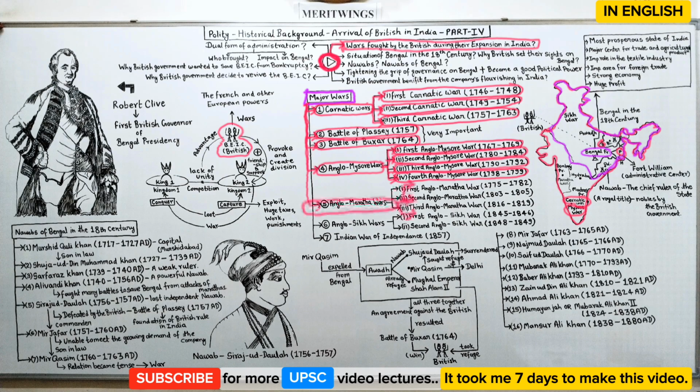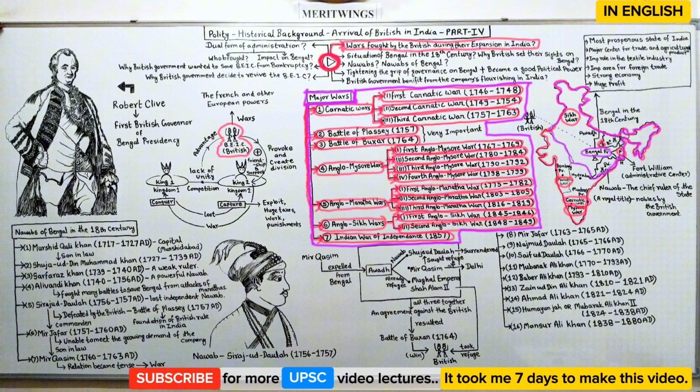Okay? After this, 3 Anglo-Maratha Wars took place, which include the first Anglo-Maratha War from 1775 to 1782, the second Anglo-Maratha War from 1803 to 1805, and the third Anglo-Maratha War from 1816 to 1819. After this, mainly 2 Anglo-Sikh Wars also took place, friends, in which the first Anglo-Sikh War lasted from 1845 to 1846 and the second Anglo-Sikh War lasted from 1848 to 1849. After this, the Indian War of Independence of 1857 took place. All these wars are included, friends. Okay? We will read about these wars in detail in history.